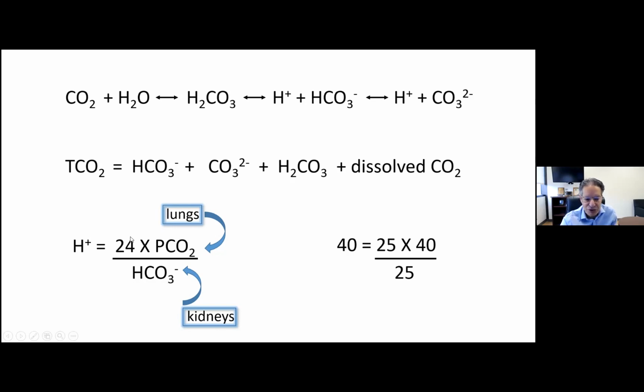Now, this equation is important because it also represents organ physiology. The PCO2 is determined by the lungs, and the bicarbonate is determined predominantly by the kidney, and I'll talk about that in a little bit. In addition, this is how the blood gas machine calculates bicarbonate. The blood gas machine knows this equation. And as I said, it's calculated.